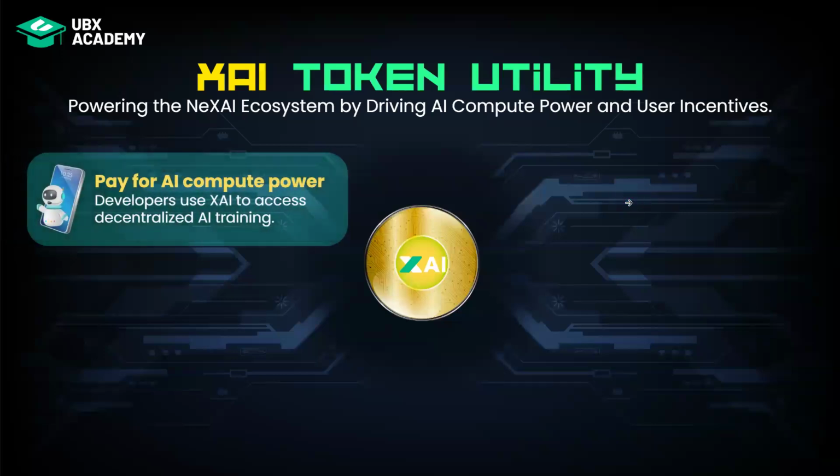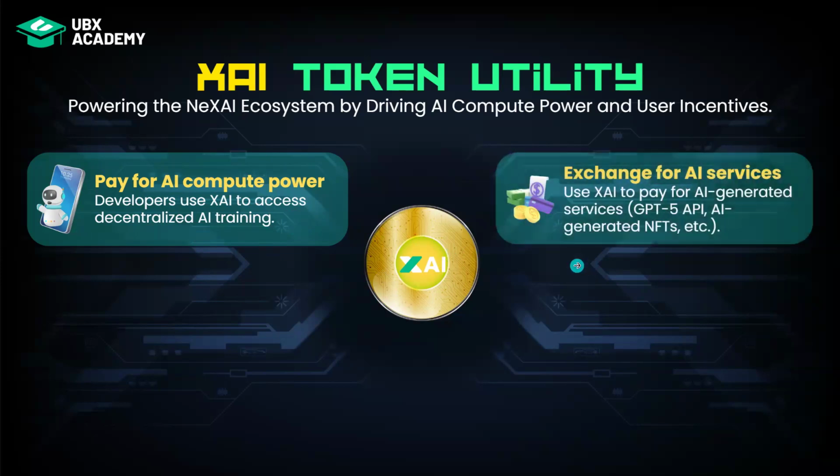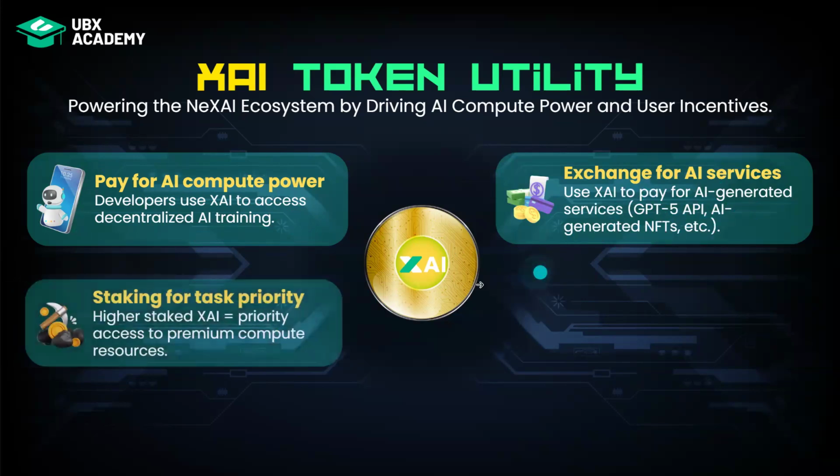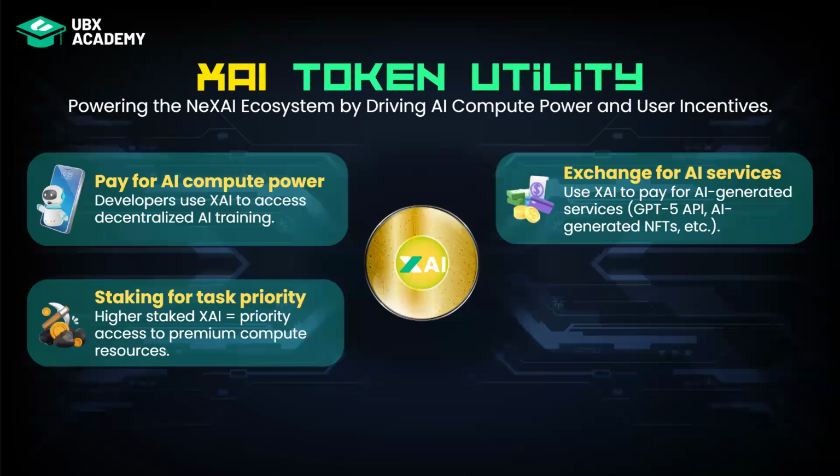So the token utility: you will use it to pay for AI compute power. Developers will need to purchase XAI token to access decentralized AI training using compute power, and use XAI token to exchange for AI services, to pay for all the AI generated services. And staking for task priority: for us in the community, we can do higher staking of XAI for priority access to premium compute resources, and even developers can do high staking to get high priority to use the compute power.